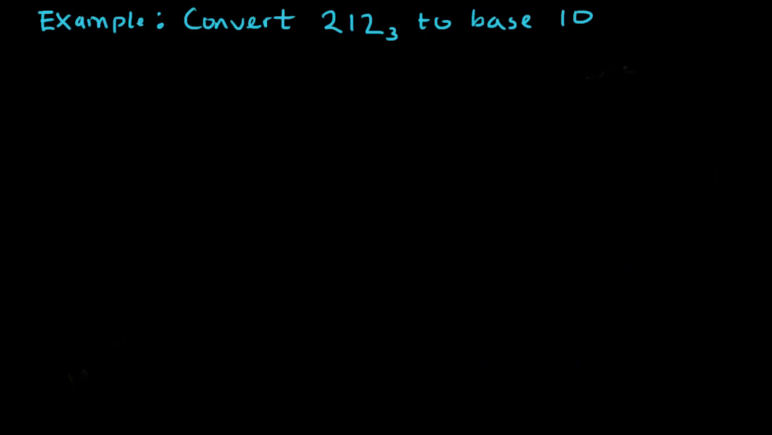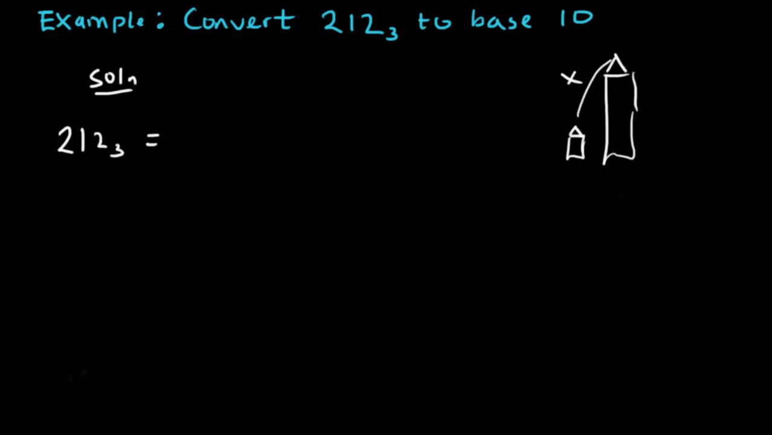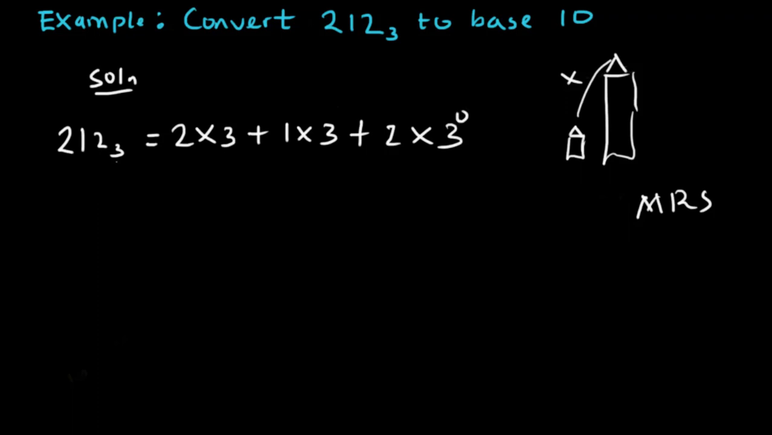So we have convert 212 in base 3 to base 10. Now in your mind's eye, you know base 10 is a skyscraper, any other base is a bungalow. Converting from base 3 to 10 is a promotion, so we multiply. So we have 212 base 3. Now I hope you've not also forgotten Mrs. Multiply, rank, and simplify. So we multiply by the base: 2 times 3 plus 1 times 3 plus 2 times 3. Next we rank the base 0, 1, 2, then simplify.